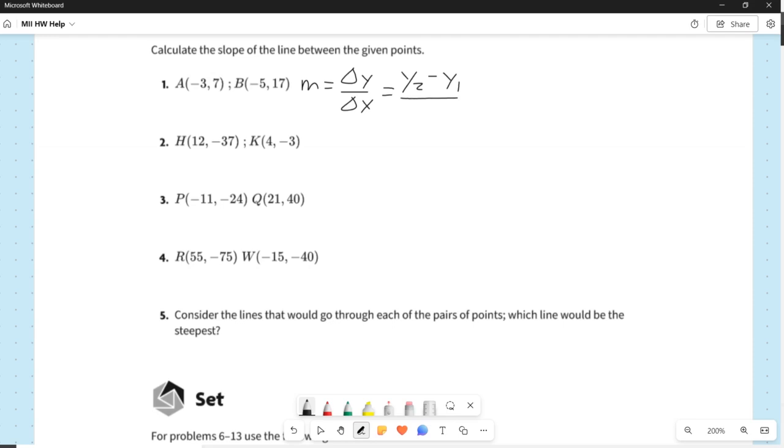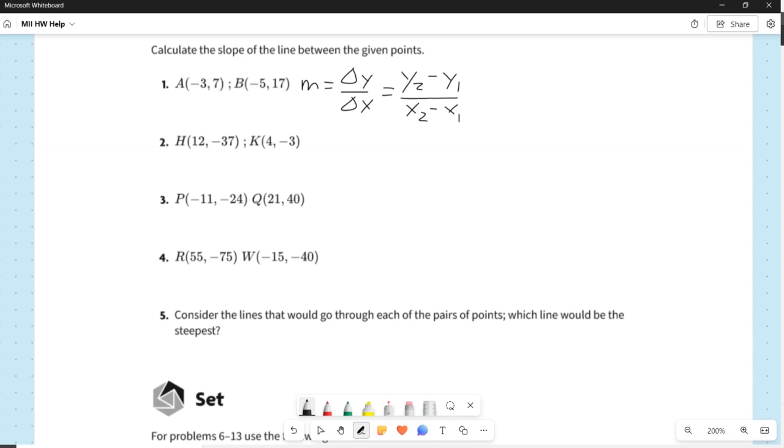Ultimately, what matters is that whatever the order is, either 2 minus 1 or 1 minus 2, the x's and the y's have to be the same thing. So if your numerator is y2 minus y1, then your denominator has to be x2 minus x1. If you were to do y1 minus y2 in the numerator, that's fine, but then your denominator would have to also be x1 minus x2. So again, it doesn't really matter which one you choose, but you have to choose one and stick with it.